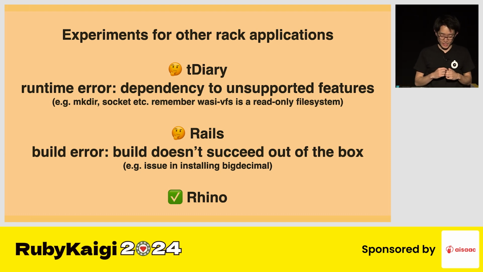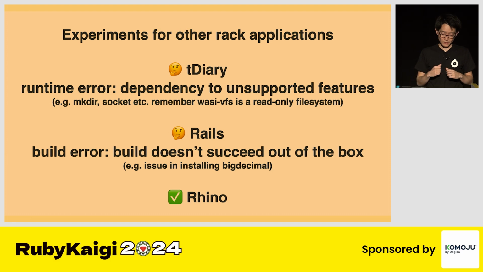for example, a mkdir error. mkdir, for example, is not supported in ruby.wasm because the WASI VFS is a read-only file system. So you can't do write operations to the file system, right? So that is one limitation that I noticed.